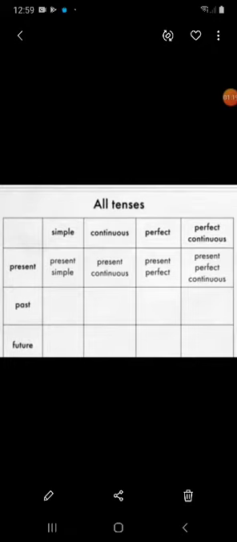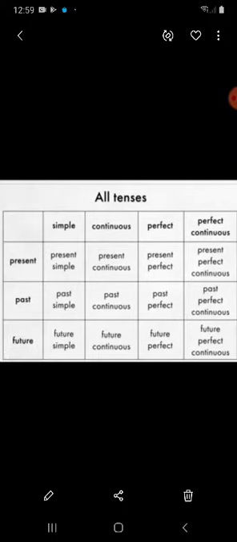The present time and the simple aspect make the present simple tense. Then we have the present continuous, present perfect, and present perfect continuous. Similarly, in the same way, we can make tenses with the past and future times as well. So we are going to discuss all of these in this lesson. Now let's begin with the first tense, present simple.